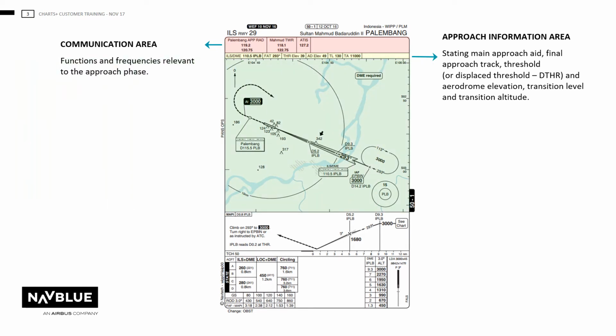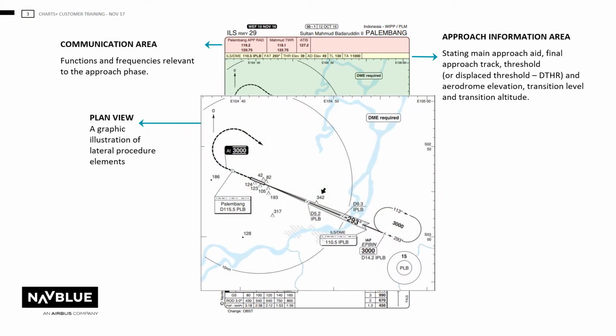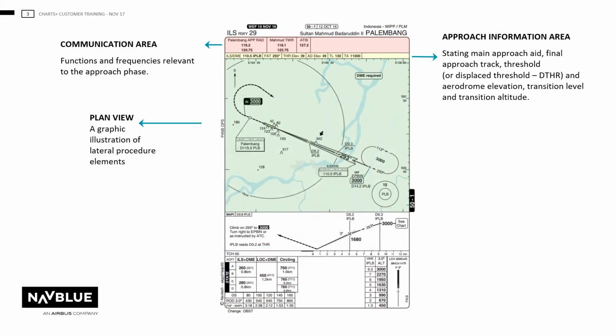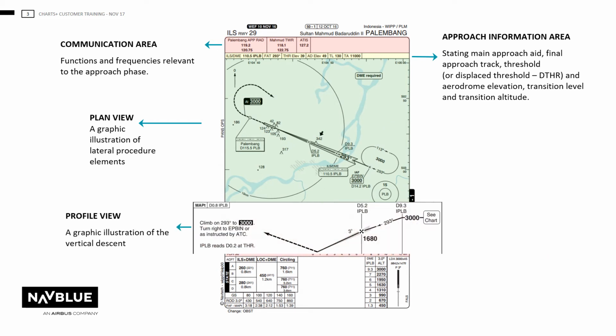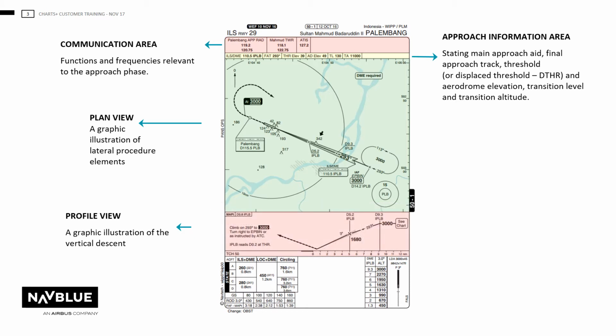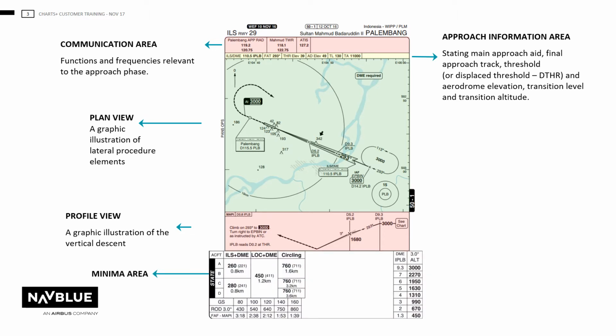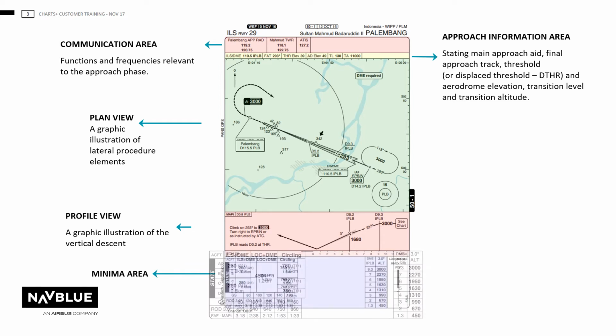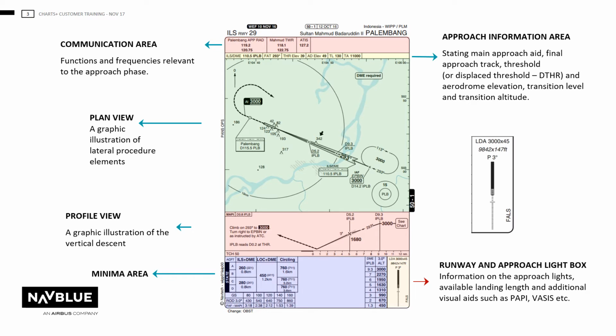The plan view, the profile view with the missed approach text included, the minima section, and the runway and approach lighting box, giving information on LDAs, visual aids and approach lighting.